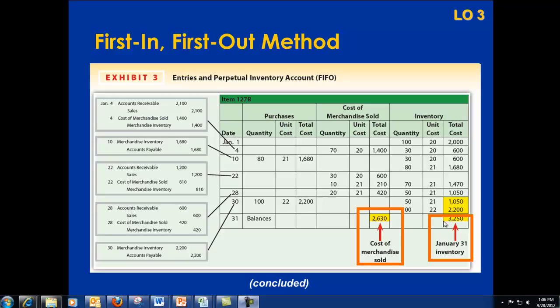Okay? This represents the total amount. So we started with 2,000. If we add 2,000 plus this amount of purchases plus this amount of purchases, we get the same dollar amount, 5,880. Okay, so we had a total of $5,880 of inventory available for sale. Part of it went to cost of merchandise sold, and the remainder is going to appear on the balance sheet.